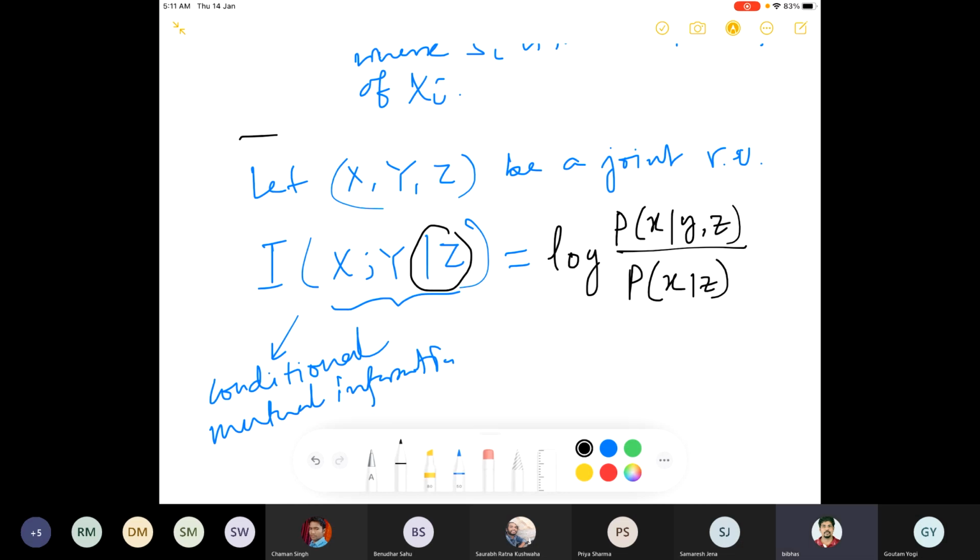Because it is the same random variable. Only thing is that here I am defining under the condition that Z has happened, or the random variable Z is given. Then what is the mutual information between X and Y? Whatever definition I had, on top of that I have the additional information that Z has happened, so I am writing small z everywhere. That's my definition. Any confusion about this?